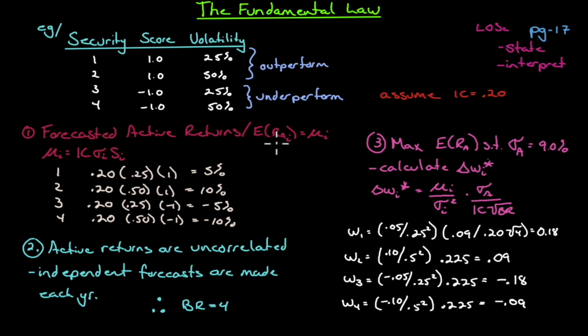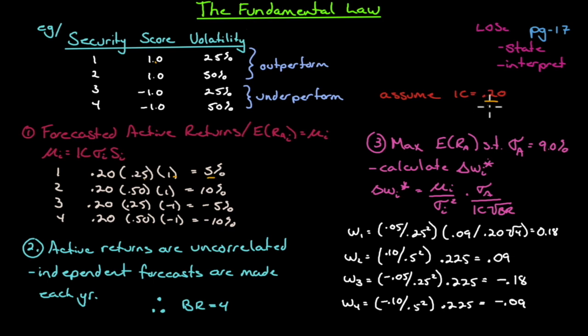All right. Number 1, forecasted active returns. The expected active returns, remember we said, is mu i. We're going to let that stand in for the forecasted active returns, but we also said that mu i is equal to the information coefficient multiplied by the standard deviation of the particular asset multiplied by the score. So we said let the information coefficient equal 0.2. That's a constant, so we have 0.2. Here's the first asset, volatility of 0.25, and we're going to score it with a 1. There's 5%. So that is our estimate of active return.